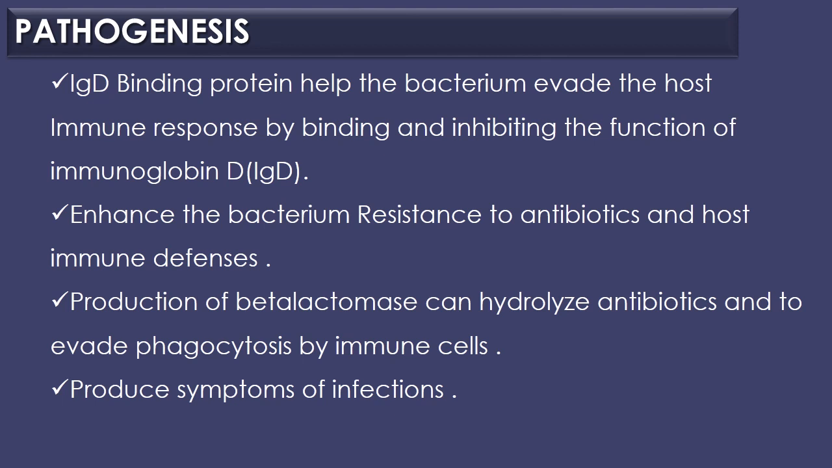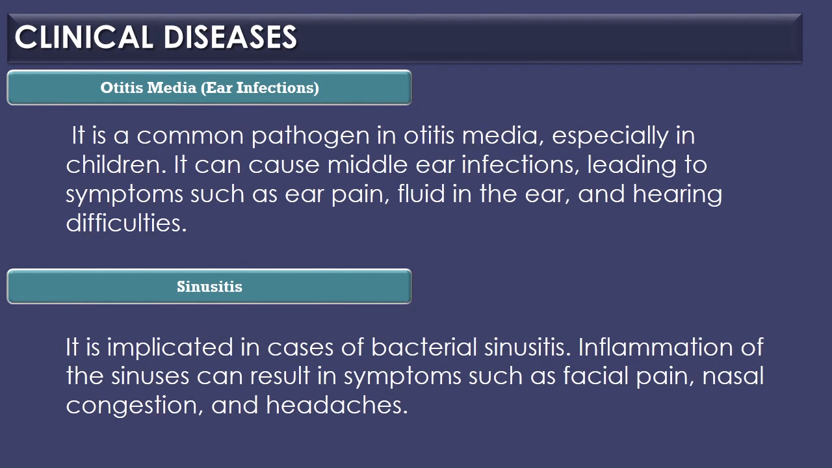Immunoglobulin D is nothing but IgD. It enhances the bacterium's resistance to antibiotics and host immune defenses. Production of beta-lactamase can hydrolyze the antibiotics and help avoid phagocytosis by immune cells, and finally produce the symptoms of infections. Next we are going to see the clinical diseases of Moraxella catarrhalis.